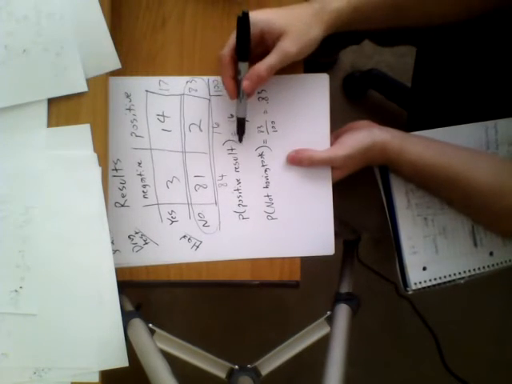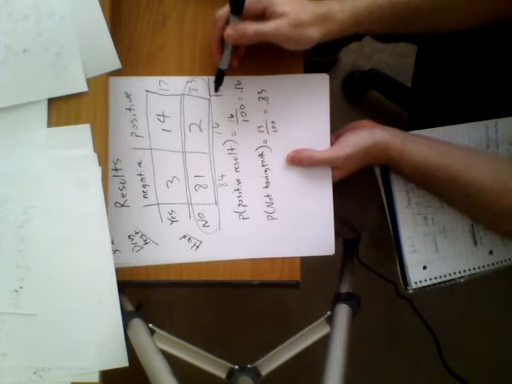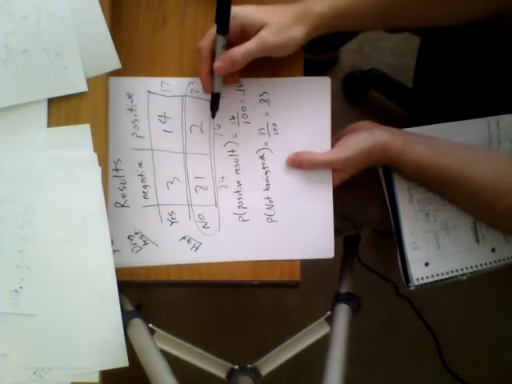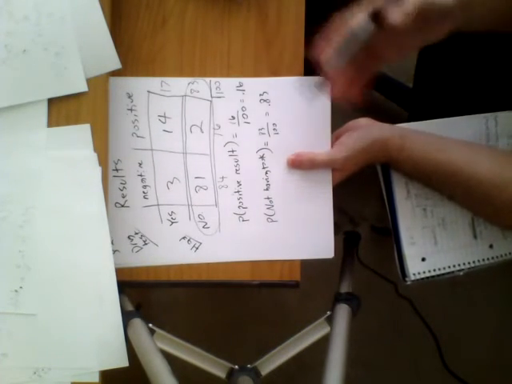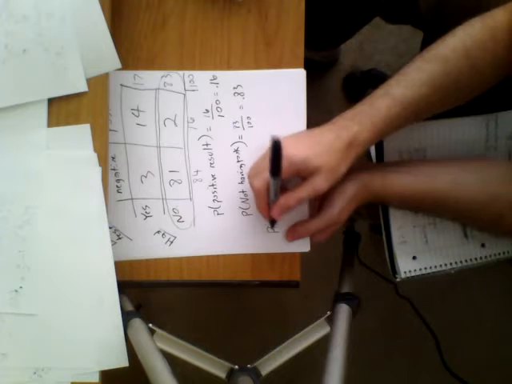In the first case, I looked at these positives. I added these up and got 16 out of 100. Again, just because the results are up here. So you find whatever column you're looking at, add them up, divide out the total. That's all it is. Next, we'll look at these things called joint probabilities.